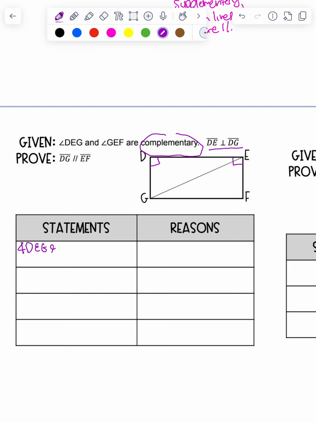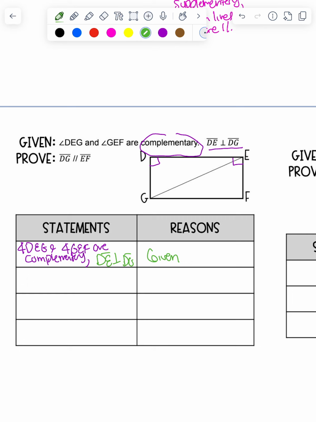Let me write down the givens. Angle DEG and angle GEF are complementary. And then we also have DE is perpendicular to DG, and that's given. And our goal is to show that DG is parallel to EF. So since DG and EF both form a right angle with DE, we're probably going to be using the reason that two lines perpendicular to the same line are parallel.